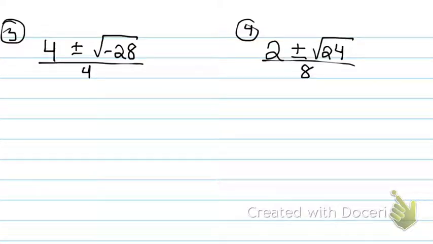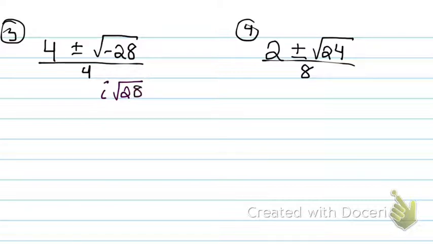Hello, everybody. I'm now going to do more examples of simplifying radical solutions using 3 parts of my heart. All right, looking at number 3. As you can see, I have a negative 28 under the square root. So again, anytime you have a negative number under the square root, you take out an i.